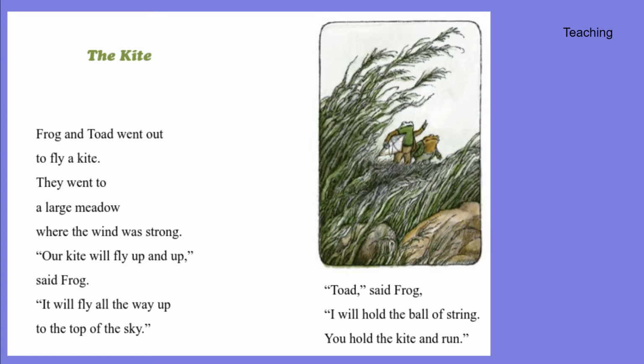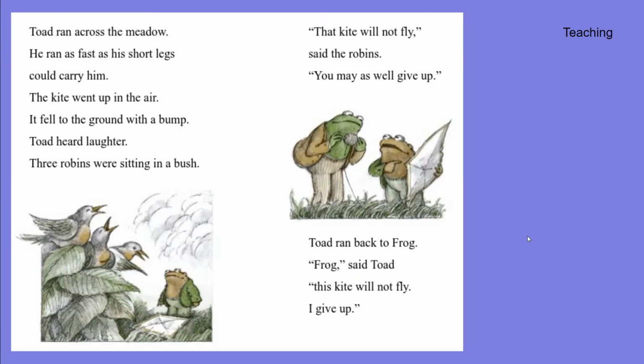The Kite. Frog and Toad went out to fly a kite. They went to a large meadow where the wind was strong. Our kite will fly up and up, said Frog. It will fly all the way up to the top of the sky. Toad, said Frog, I will hold the ball of string. You hold the kite and run. Toad ran across the meadow. He ran as fast as his short legs could carry him. The kite went up in the air. It fell to the ground with a bump.